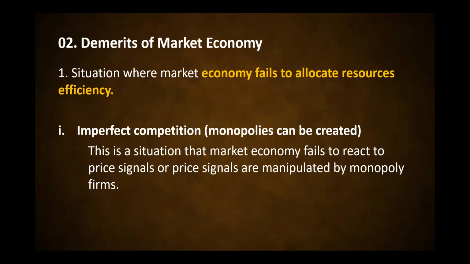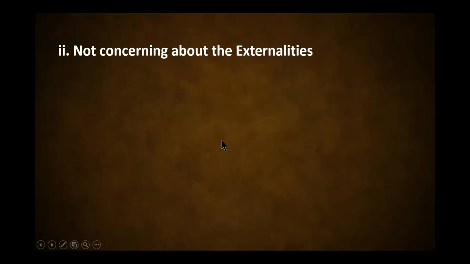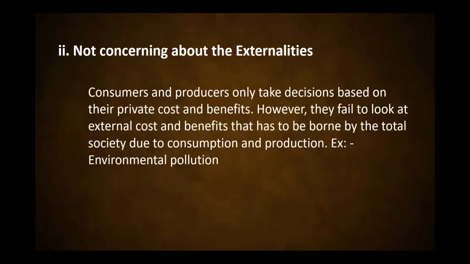Second one. Second situation, not concerning about externalities. Consumers and producers only take decisions based on their private cost and benefit. However, they fail to look at external cost and benefit that has to be borne by total society. They do not concern about society. Whatever happens due to consumption and production, they do not care. Example, environmental pollution.